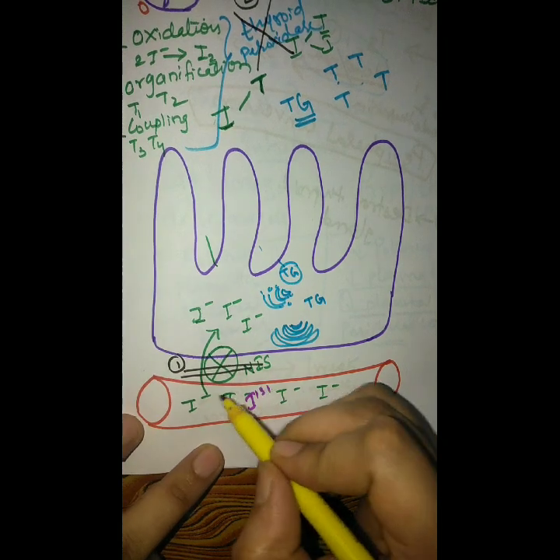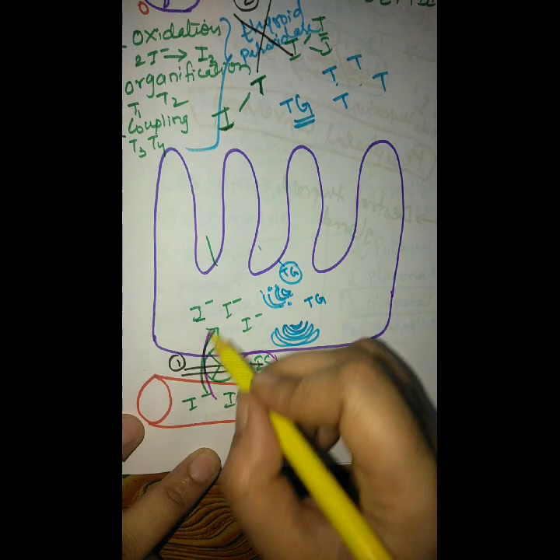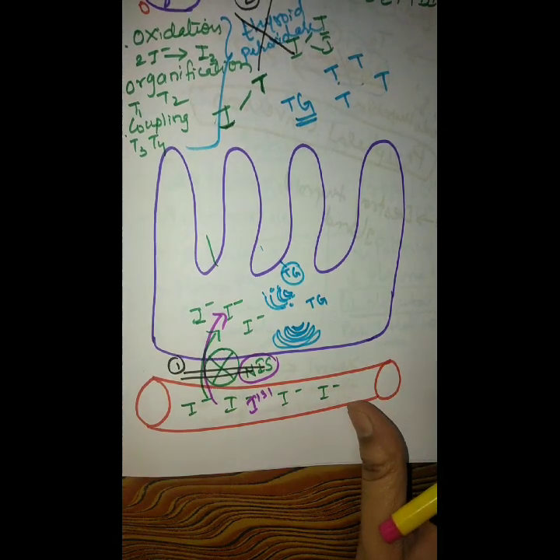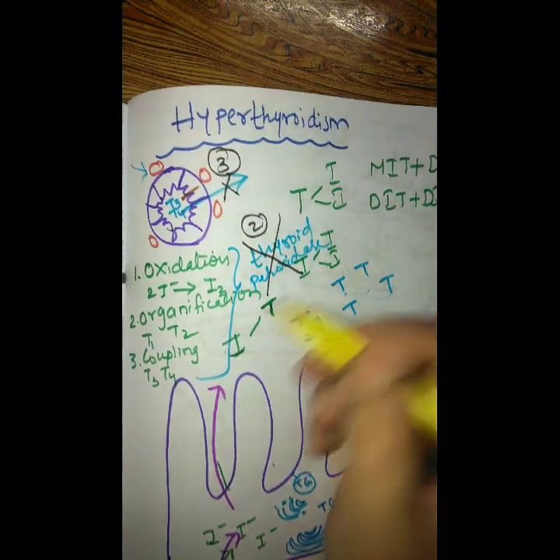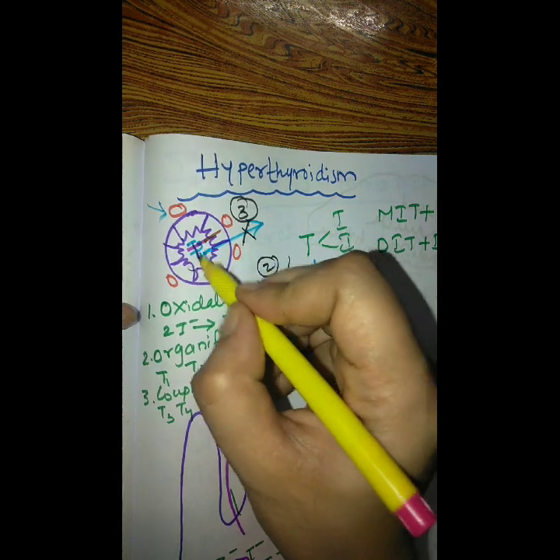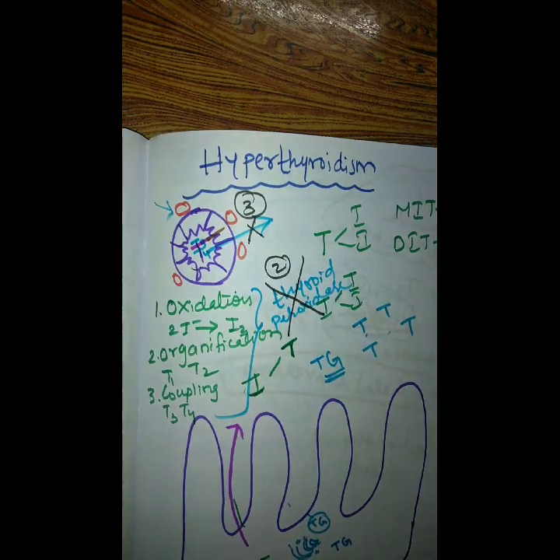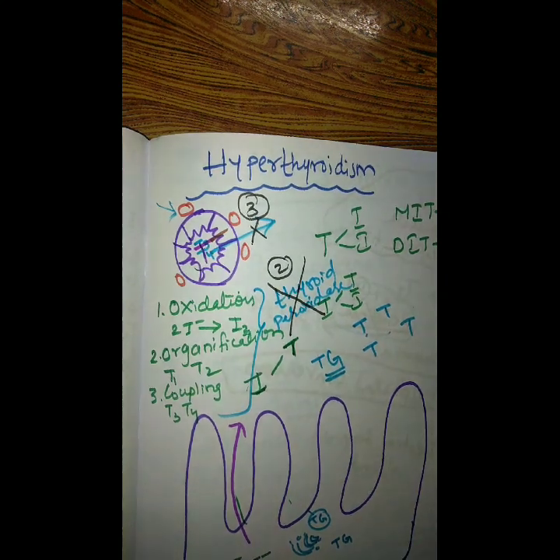It is taken up by the same transporter, the sodium iodide importer, into your follicular cells, and then it moves via the same mechanism into the colloid, and via the same mechanism the thyroid hormone is formed and stored here. But the hormone that is formed is made using iodine which is not normal iodine but radioactive iodine. So after storage over here, what will happen?